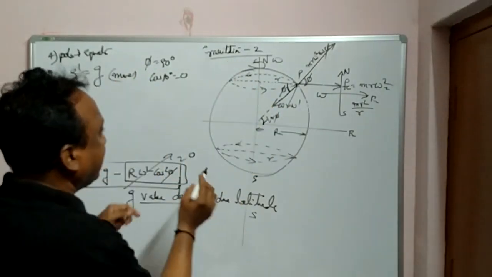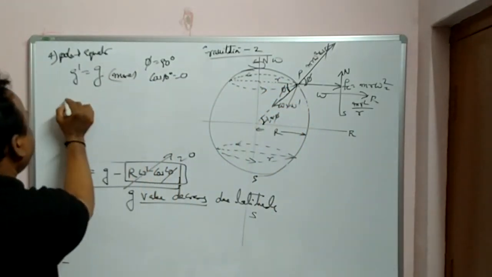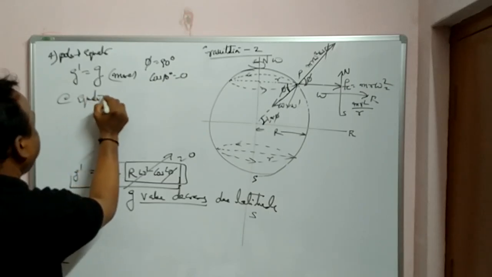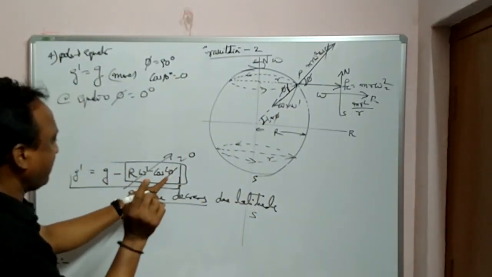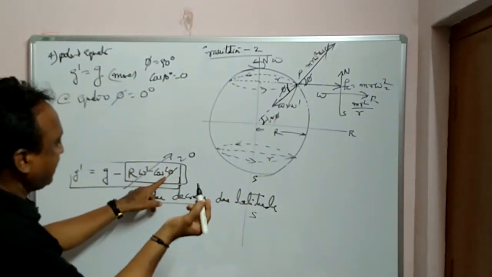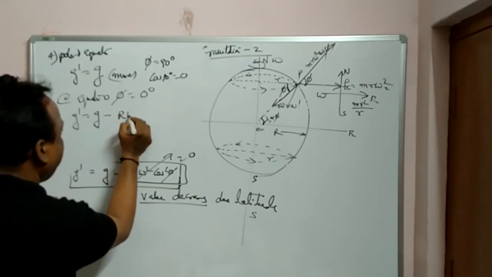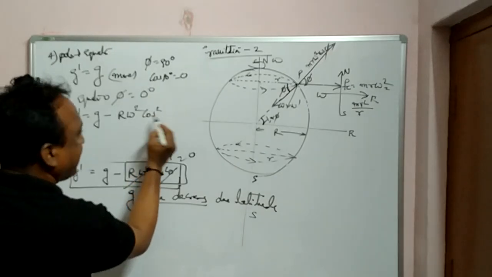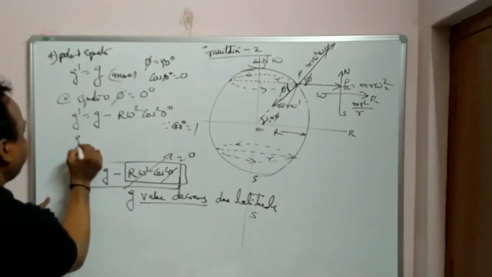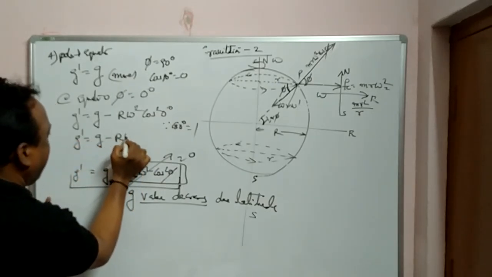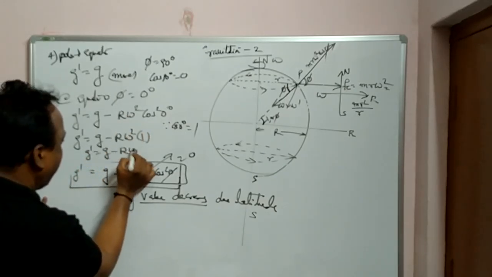Now coming to the equator. If you come to the equator, see, what is the angle now? 0 degrees. So at the equator, the phi value is taken as 0 degrees. You can see it is parallel to this one. So what is cos 0? 1. So if you put 1 here, cos square is 1, again 1 into 1 is 1. So what is G dash? G dash is equal to G minus R omega square cos square 0 degrees. Since cos 0 is equal to 1, you put 1 here, G dash is equal to G minus R omega square into 1. Therefore G dash is equal to G minus R omega square.